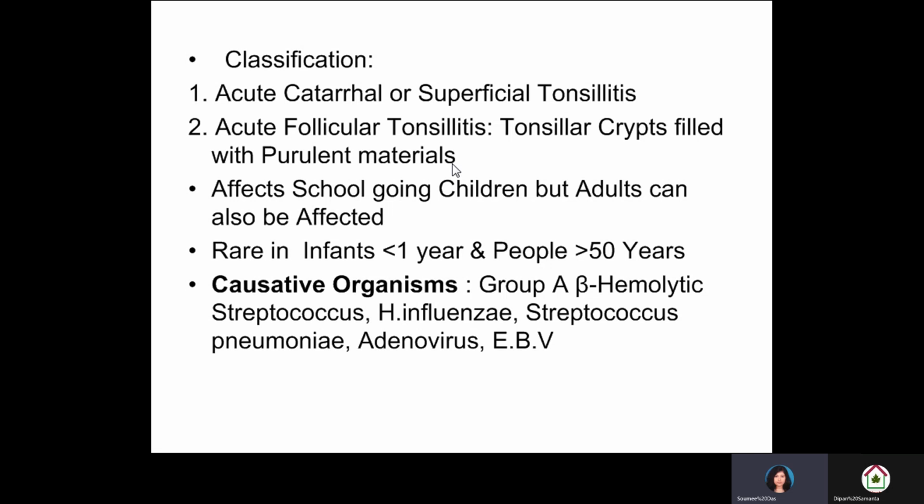years. And the causative organisms include group A beta hemolytic streptococcus, Haemophilus influenzae, Streptococcus pneumoniae, adenovirus and Epstein-Barr virus. So the causative organisms include a wide range of organisms, where there are bacteria and 2 different viruses. Number 1 is adenovirus. Number 2 is Epstein-Barr virus. This Epstein-Barr virus is also associated with the causation of nasopharyngeal carcinoma. We should remember it and we will see it later in our class.